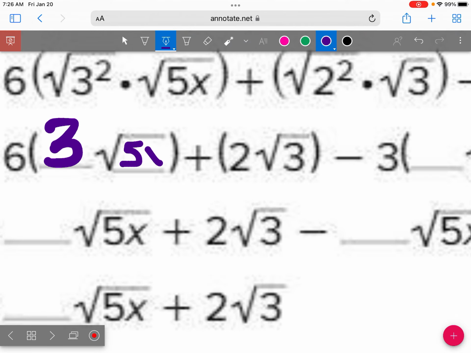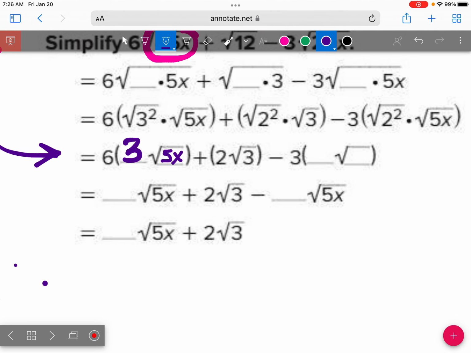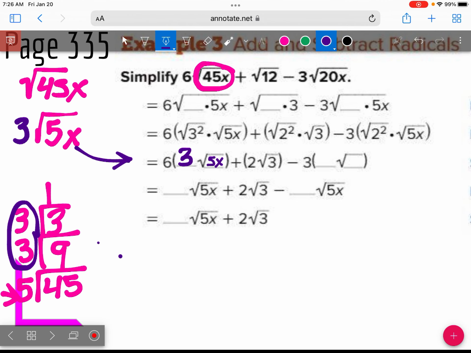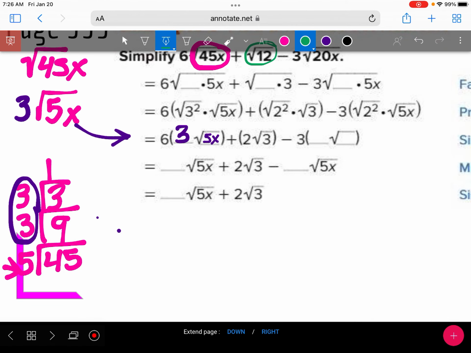Even zoomed in. There we go. That's better. So 3 square root of 5x. I want us to practice doing it, so we're going to do the 12 as well. We're going to get our square root of 12. We're going to birthday cake 12.